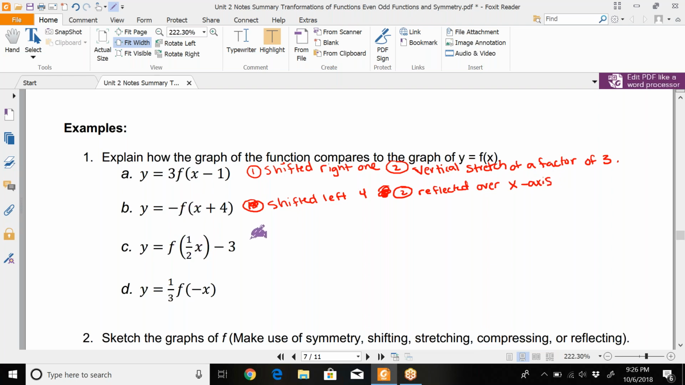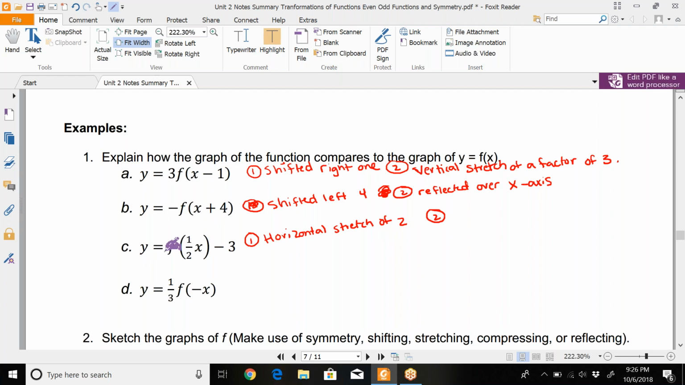Okay, let's look at C. The first transformation here is, notice we have a 1/2 times our x. Anything that happens inside, you do the opposite of what you think. So it's actually going to be a 2/1. It's going to be the reciprocal. So that would be a horizontal stretch, because it's actually going to make it bigger, of 2, because you do the reciprocal there.